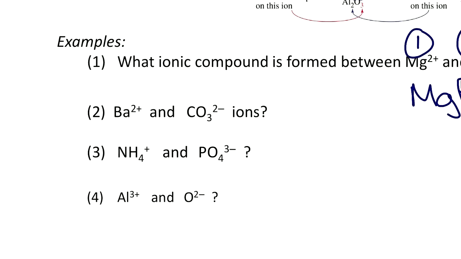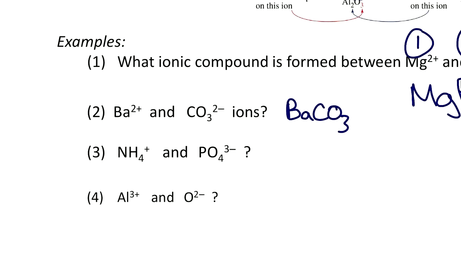Yeah, it's just going to be 1:1. Perfect, all right? So if it's 1:1, I can just go ahead and write BaCO3. Barium is always a 2+ cation, so from this formula, I can always tell that carbonate is a 2- anion.